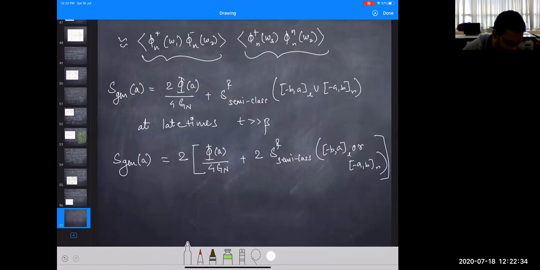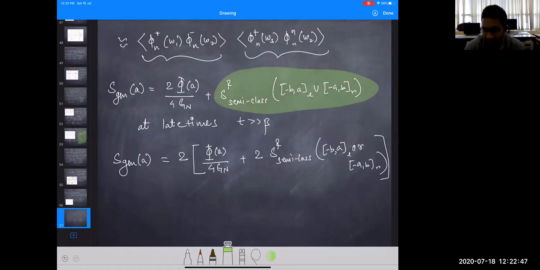Let me wait here and then maybe I'll give you more details of how to do this computation. But this is what happens at late times. I'm really supposed to do this computation, but that piece just boils down to this piece at late times. And after this, I'm going to extremize over A.